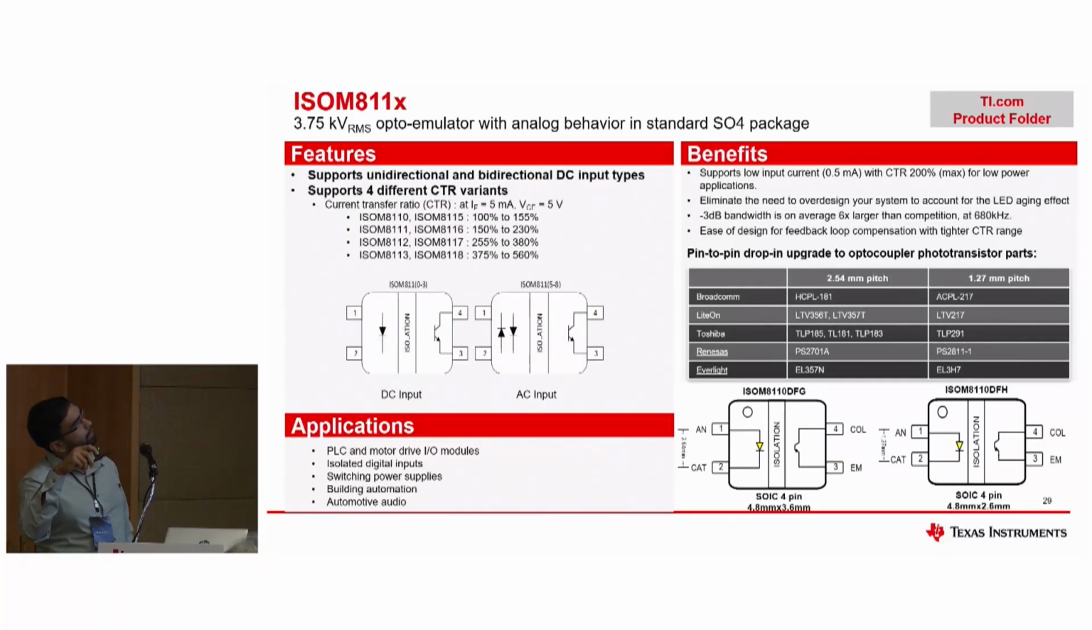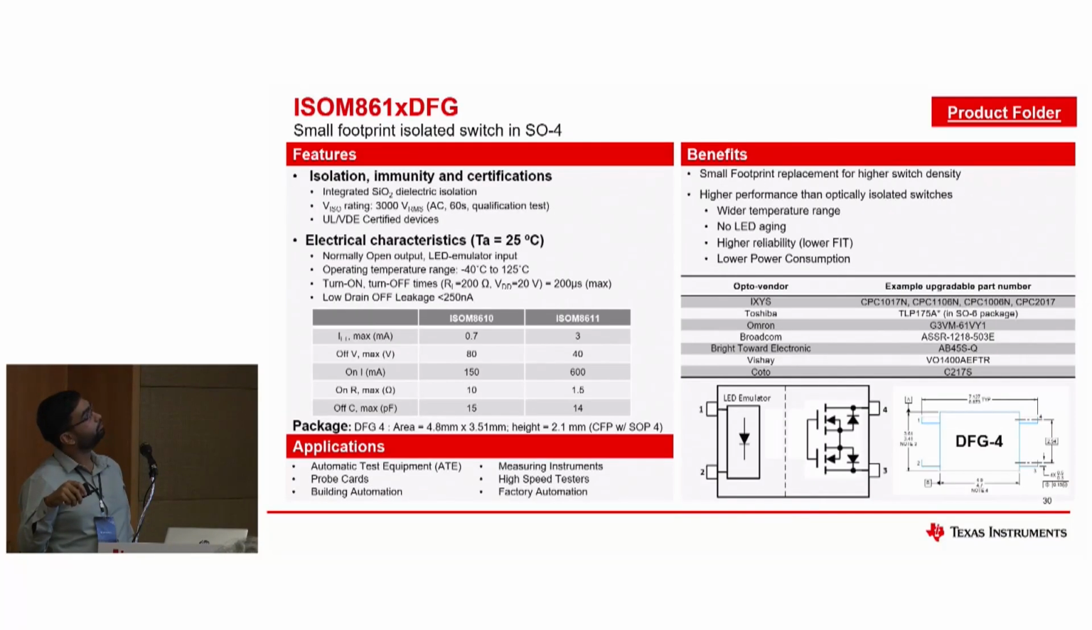This is the family of devices that I was talking about, 110, and this we also offer in bidirectional. So if you have an AC input, this bidirectional part can also be used. This is a DC input, this is an AC input. Your current here will remain same. The bandwidth is -3 dB. Yeah, it's larger, 6 times larger than the traditional optocouplers here.